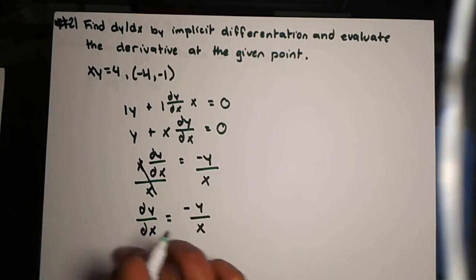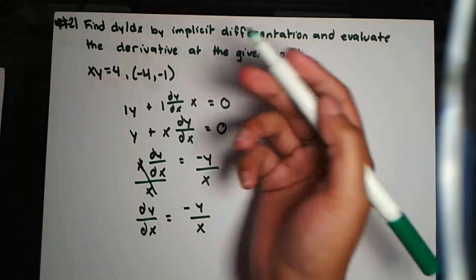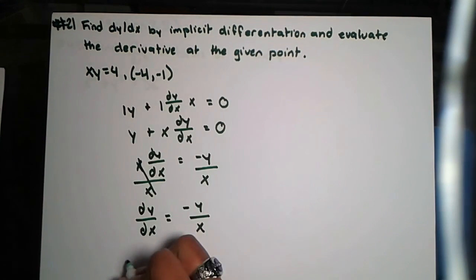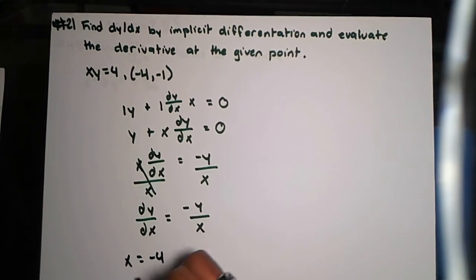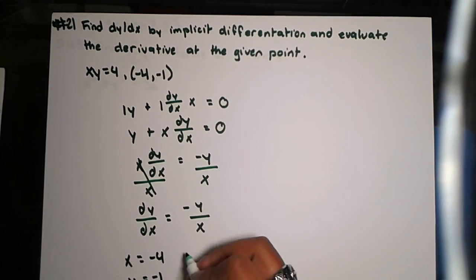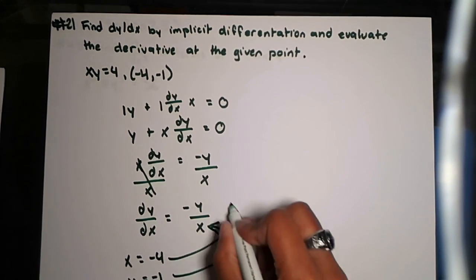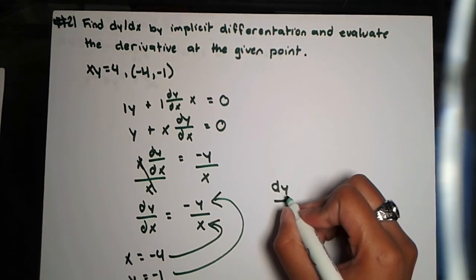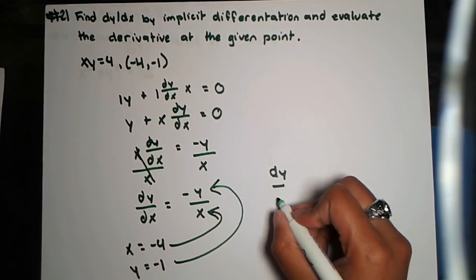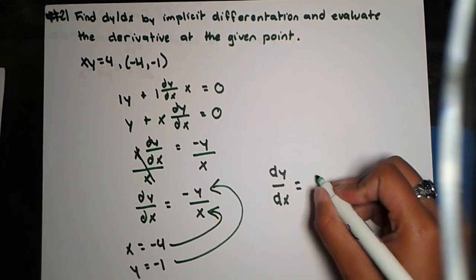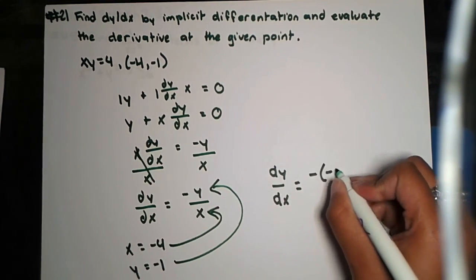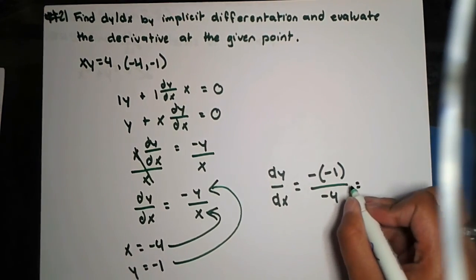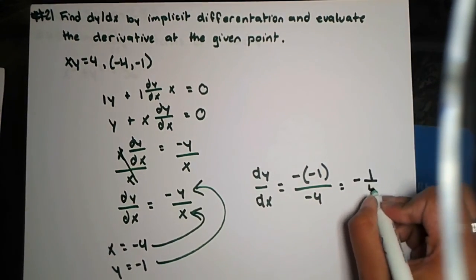Now that you have your derivative, all you have to do is plug in your coordinate points. So you have an x of -4 and a y of -1, and you just plug those in. So your dy/dx equals negative times -1 over -4, and that is -1/4.